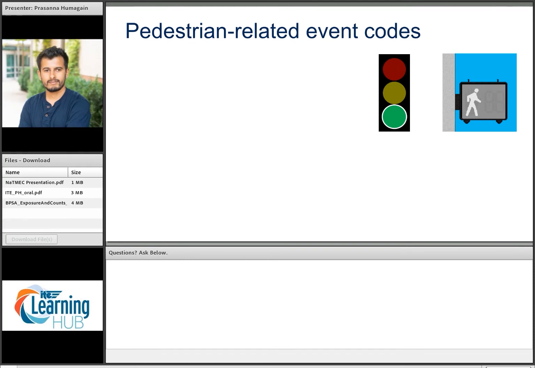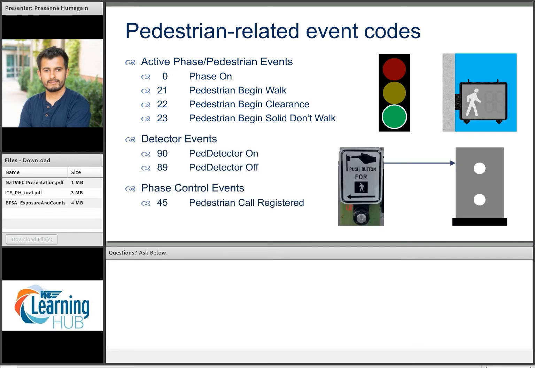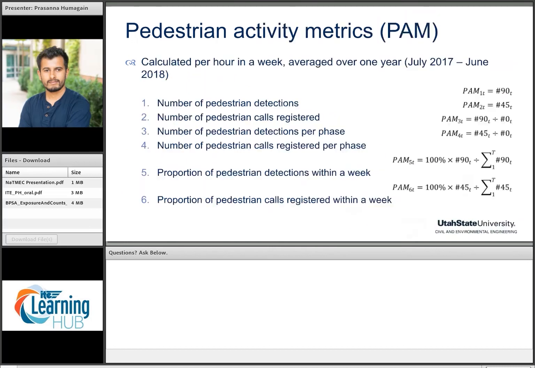As I said briefly in the previous slide, we extracted various pedestrian-related events such as 0 for phase on, or 21 when pedestrian begins to walk, or 23 when pedestrian begins solid or don't walk sign. However, for this study, we used pedestrian detections and pedestrian calls registered. So whenever a push button is pressed, a pedestrian detection is recorded. However, the pedestrian call registered, or 45, only occurs once per phase when a call to service for pedestrian phase is made. We can see this from a small animation here.